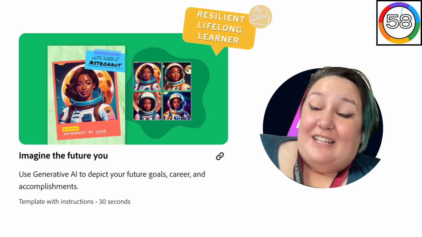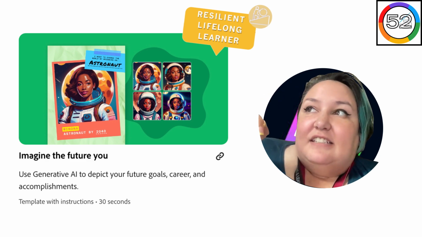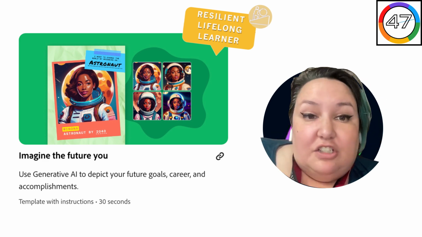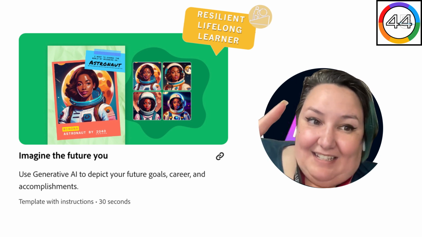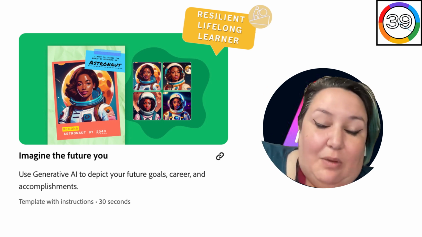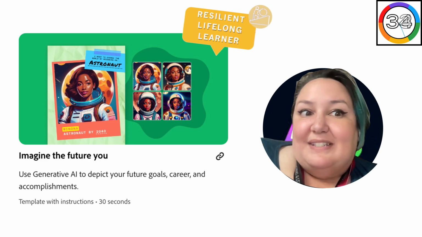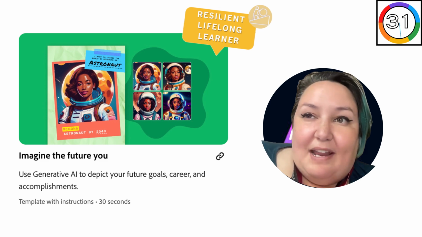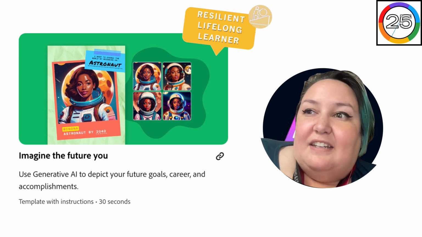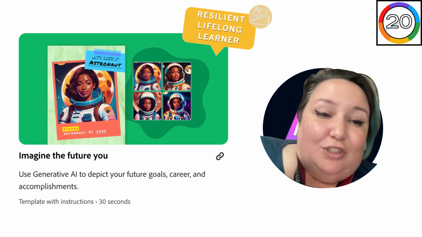Resilient Lifelong Learner is all about being able to look ahead and overcome anything that may arise in your learning journey. This lesson from Adobe Express asks the students to think of what they want their future self to be and to create a generative AI image that represents that future goal. What a great way to practice being a resilient lifelong learner by thinking ahead and envisioning yourself in your dream job and what you want your life to be like. Great activity.